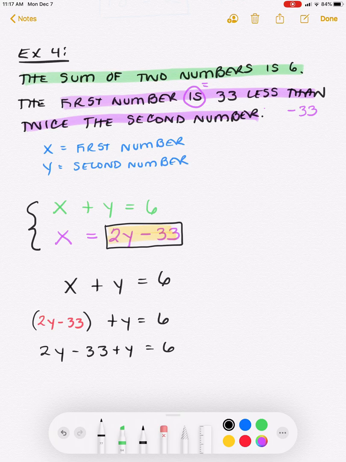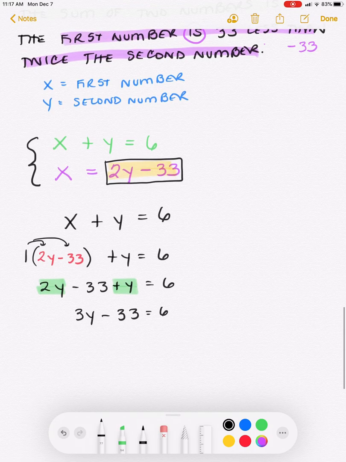All right, basically there was a 1 in front. I distributed a 1, nothing changed. When I combine like terms, a 2y and a positive y is going to make 3y minus 33 equals 6. So let's keep solving. Let's add 33 to both sides. 3y is equal to 39. And then we take 39 divided by 3. And we get our first variable, which is 13.